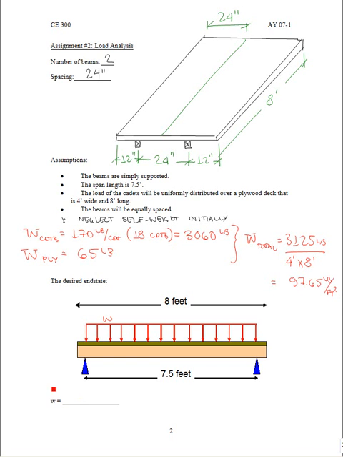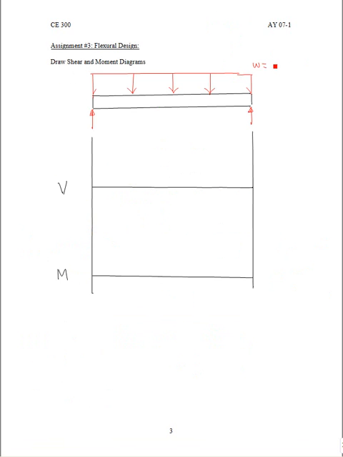Now, since we have a 2-foot tributary width, 2 feet times the 97.65 pounds per square foot gives us a uniformly distributed load of 195.3 pounds per foot. With that load of 195.3 pounds per foot, it is now time to draw our shear and moment diagrams.